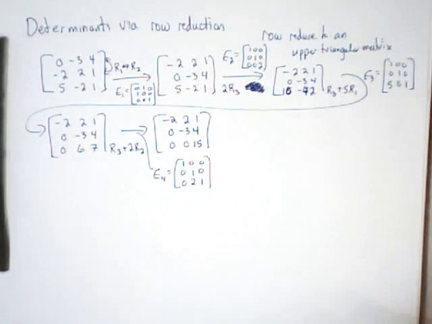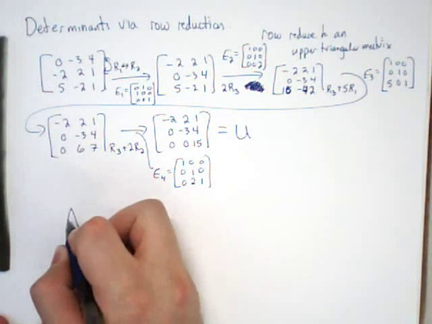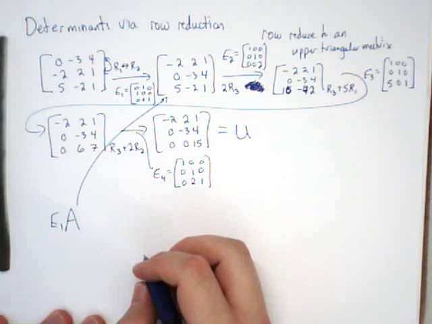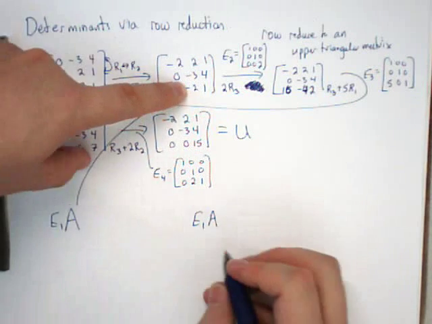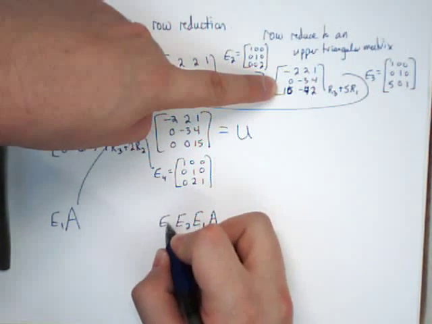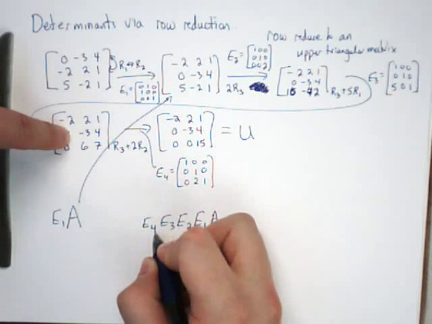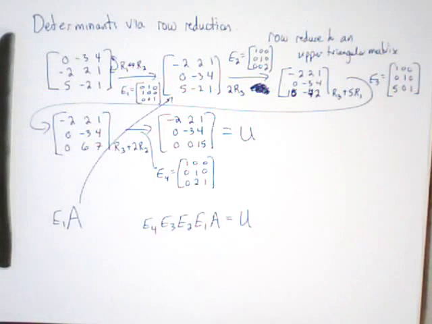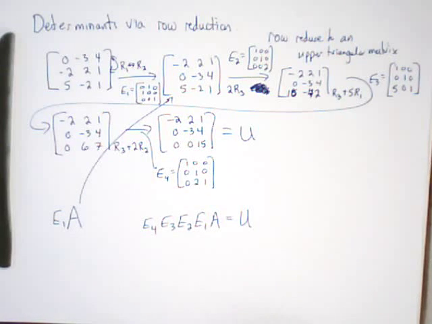All right. What this means, if I call this U, is if I start with matrix A and multiply on the left by E1, I get that matrix. If I multiply by E2 on the left, that gets me this matrix. If I multiply by E3 on the left, it gets me that matrix. And if I multiply by E4 on the left, it provides me with U. Well, now I know how I can take A and row reduce it to U using multiplication.